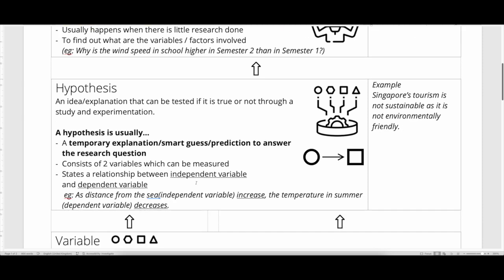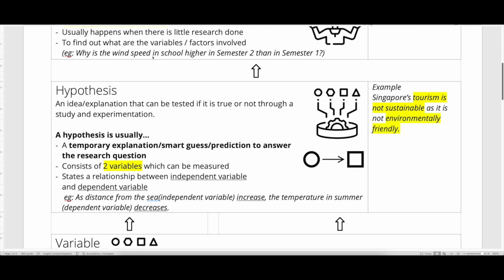Now, a hypothesis usually consists of two variables. What are variables? Variables are things that can change. So for example, hair length is a variable. It can be long, can be short. Eye shape is a variable. Some people have big, rounded eyes. Some people have small, narrow eyes like myself. So for this case here, tourism, whether it is sustainable or not, is one variable, and whether it is environmentally friendly or not is another variable.